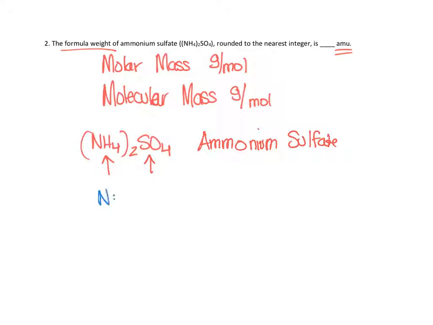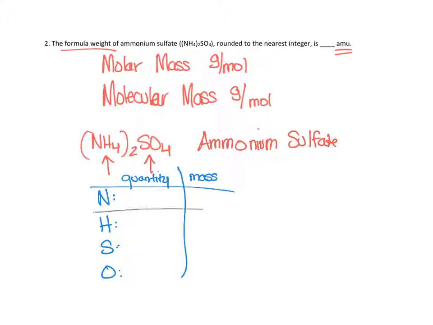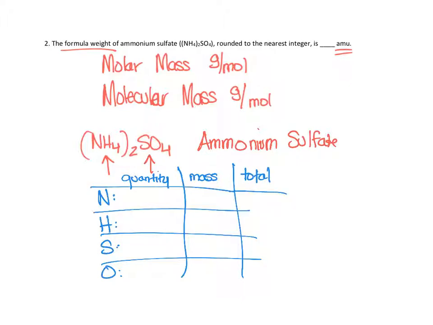So I need to figure out all the different elements within this compound, what they contribute, and then add them all up. So we have to look at a couple of things. We need quantity, and we need the mass from the periodic table. All right, so we'll do a little chart here like this. In fact, let's do one more column and we'll do a total here. Sorry, it's not very pretty.